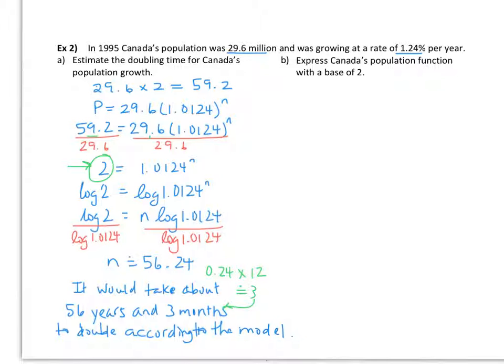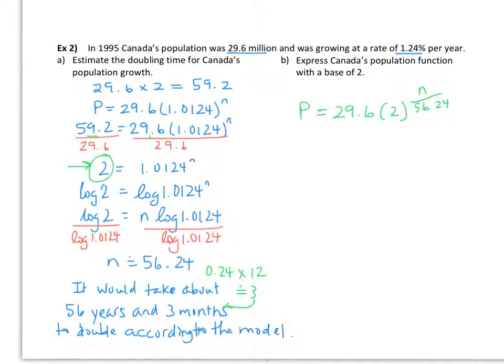All right, now to express Canada's population as a function with a base of 2, everything is going to stay the same. Population P equals, your initial value stays at 29.6, and then it changes after this. So that part stays the same. We're going to change the base to be a 2, so we're looking at doubling. Now we know it takes about 56.24 years to double, so our exponent is a fraction with the 56.24 on the bottom and the n here, where n is the number of years.